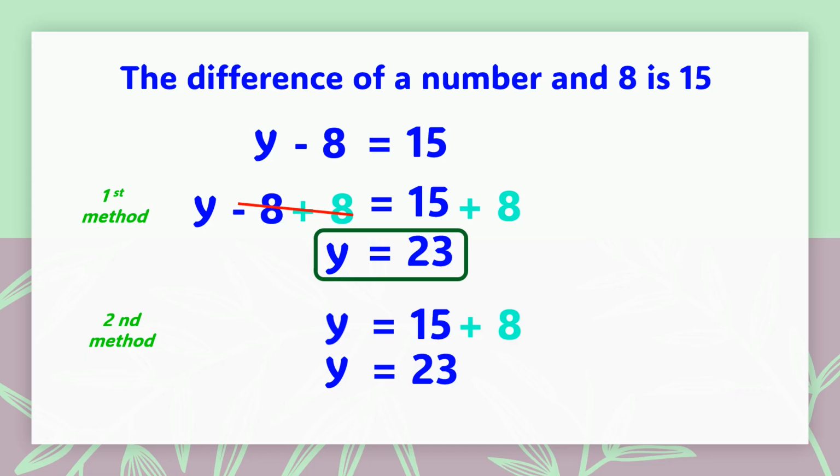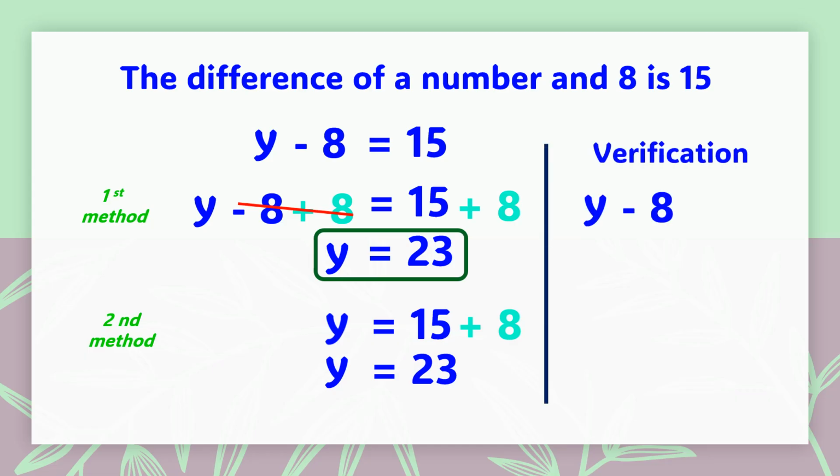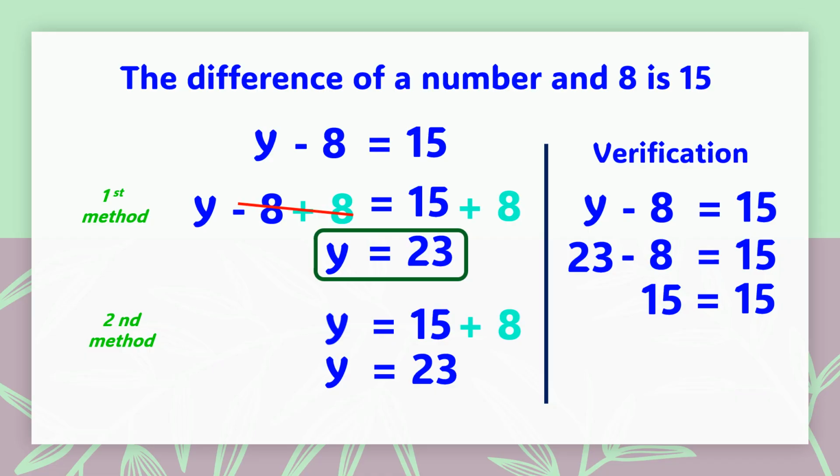Let me verify our answer, y is equal to 23. Replace y and put 23 in the place of y. 23 minus 8 is equal to 15. We got the same on both sides.